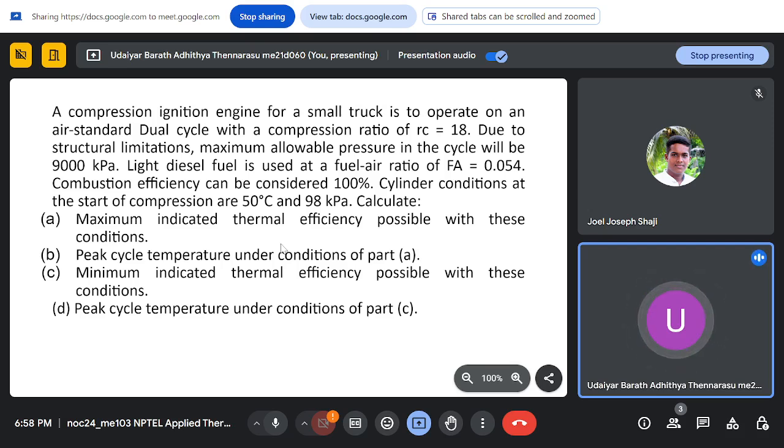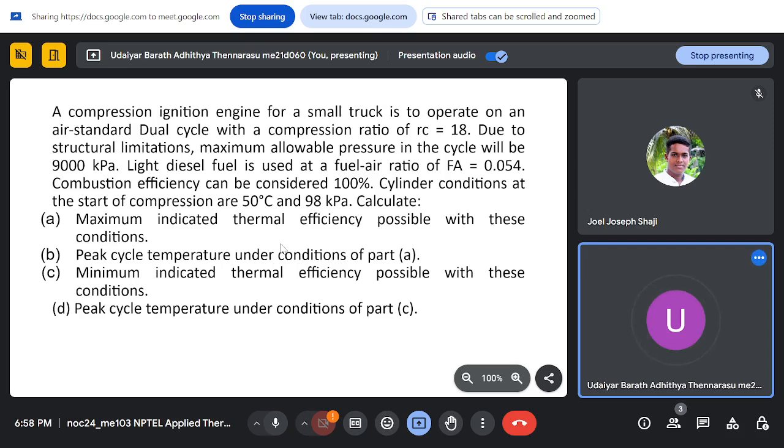Cylinder conditions at the start of compression are 50 degrees Celsius and 98 kilopascal. So what do we have to calculate? So what is known first? Before going to what is to calculate, we will see what is known.